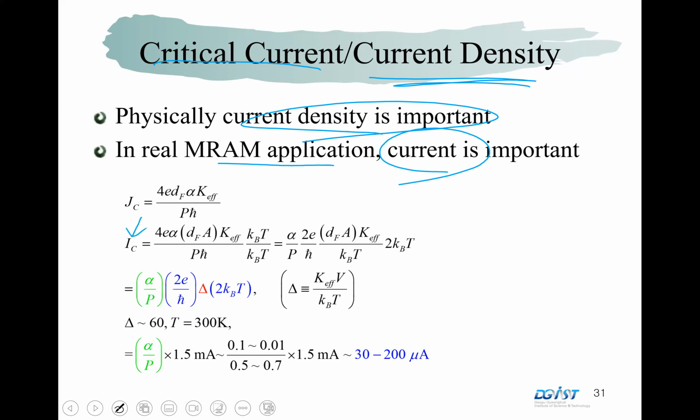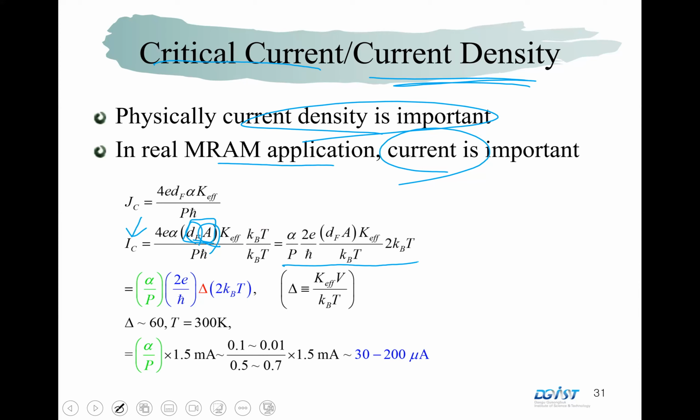From here, we can convert from current density to current by multiplying by the cross-section area A. And if you multiply k_BT in both the denominator and the numerator, we can write this critical current density equation in a different form. Here, d_F is the thickness of the ferromagnetic layer. This is nothing else but the volume of the ferromagnetic layer. And if you collect each material parameter in this form, we can easily find the physical meaning of each term.